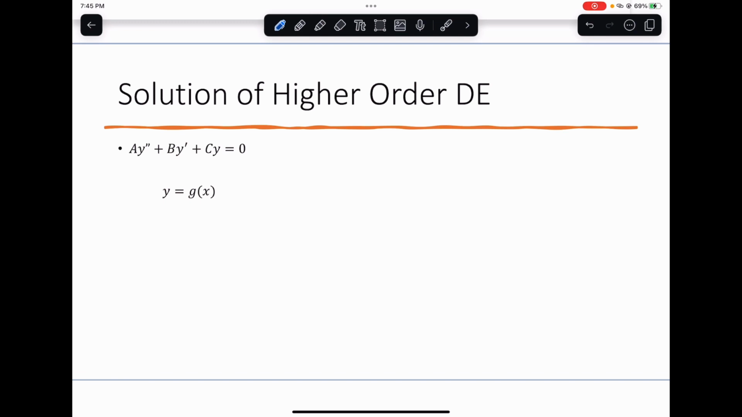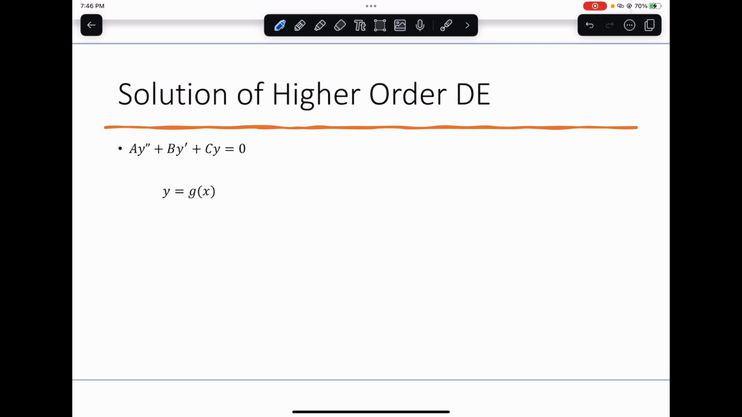Therefore, to verify whether the given function is a solution or not, we derive it 2 times. How do we verify whether this is a solution or not? Actually, if ay double prime plus by prime plus cy is equal to 0, that makes it a solution. Once we substitute the y prime and y double prime and it yields 0, then that makes it a solution of the differential equation.